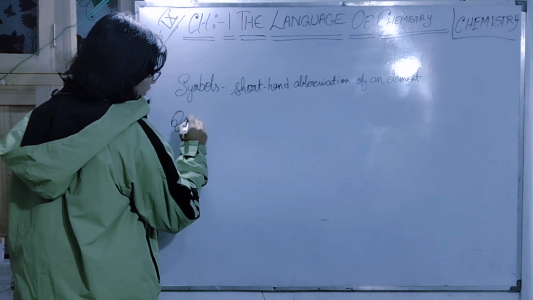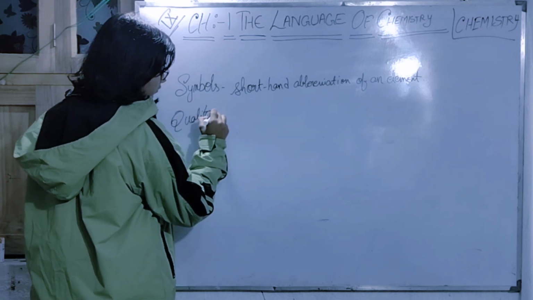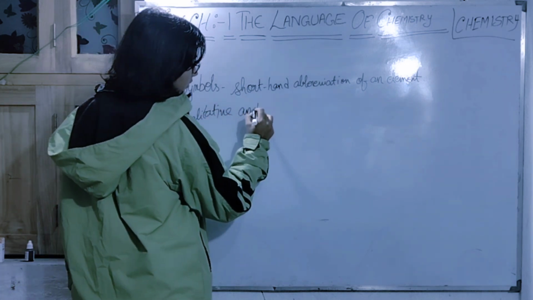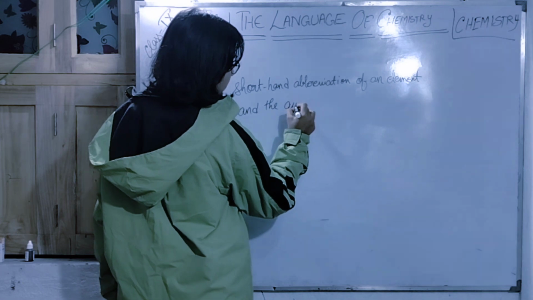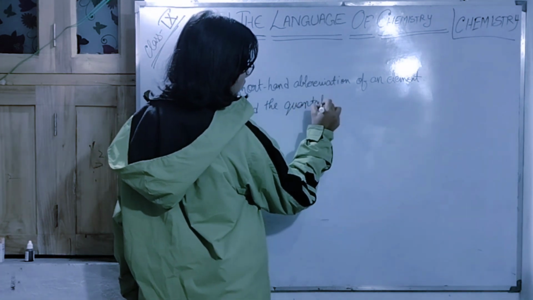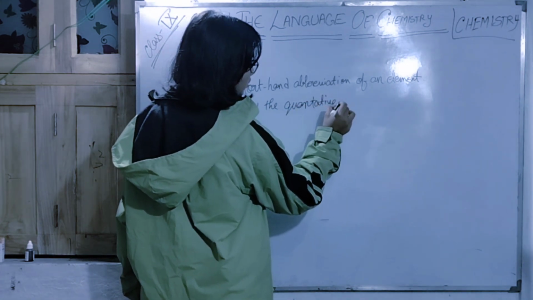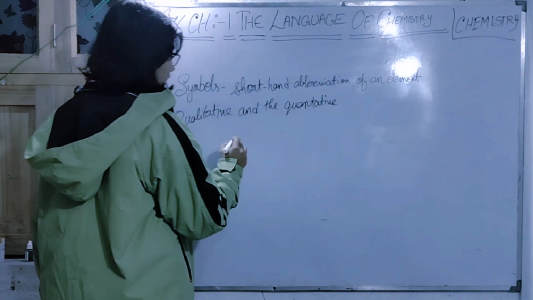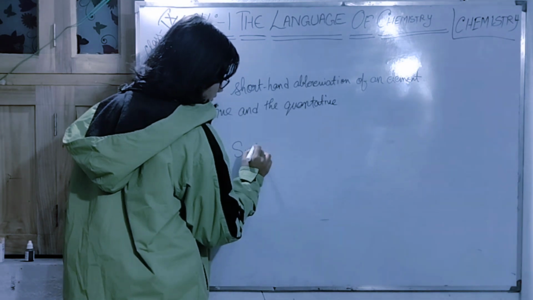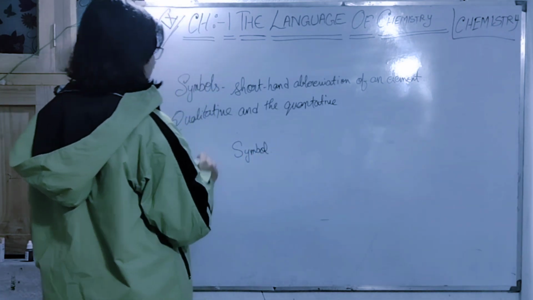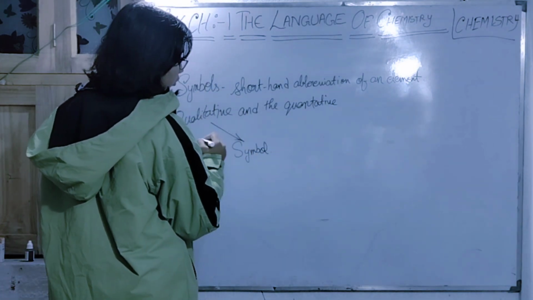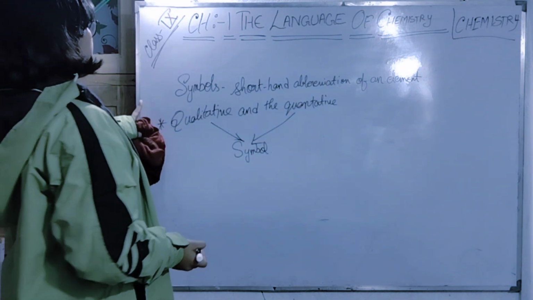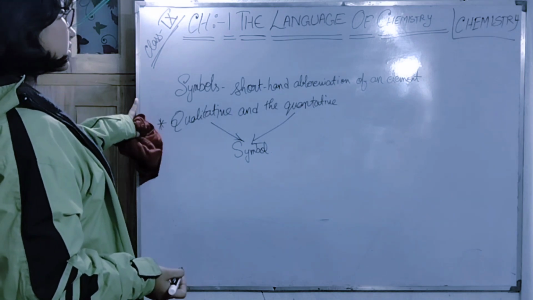What do symbols represent? Symbols represent the qualitative and the quantitative expression of an element. A symbol should contain both the quality and the quantity so that it is represented equally.